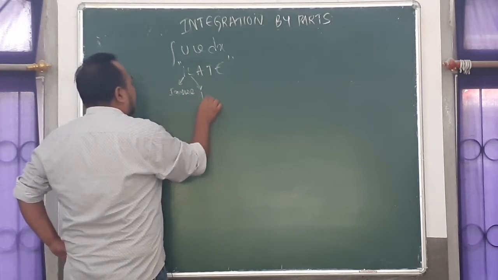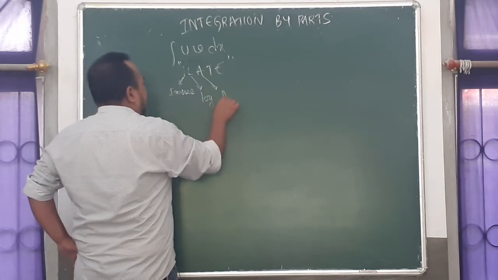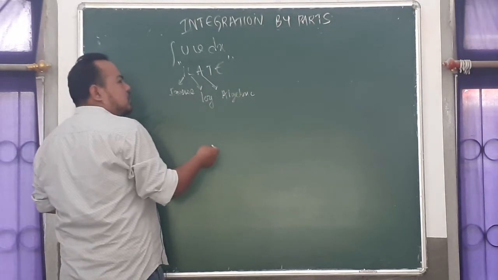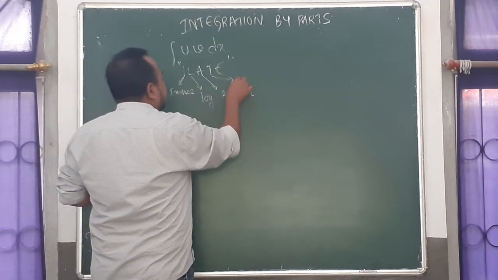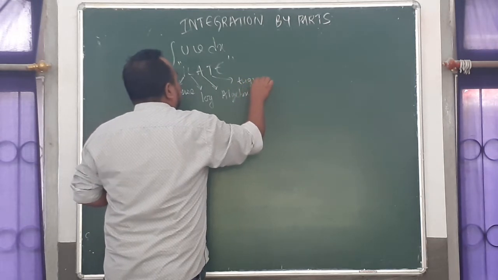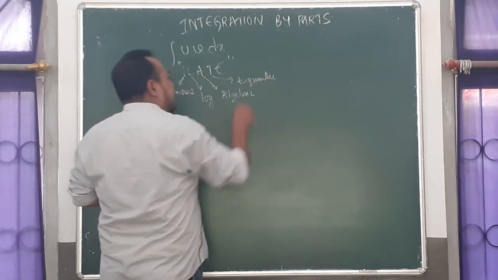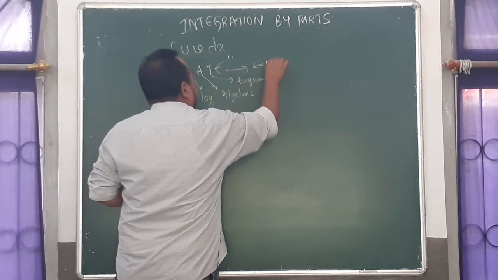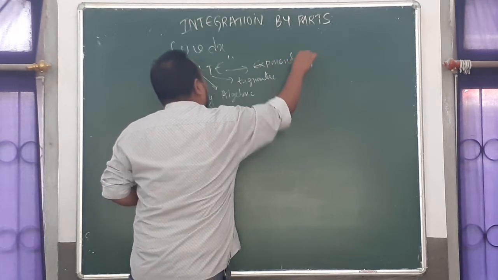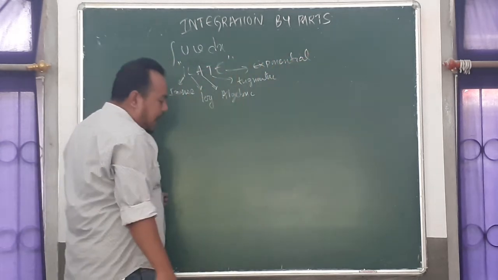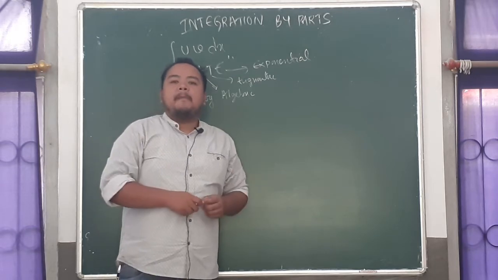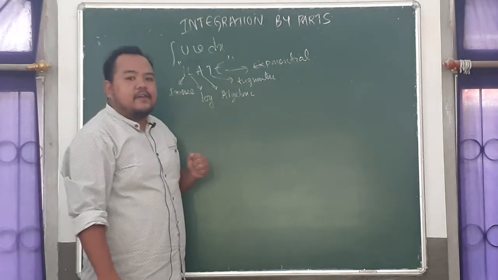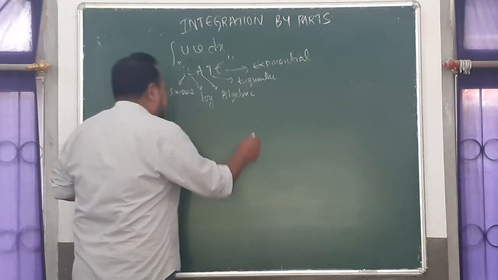L stands for log function. A stands for algebraic. Algebraic means x square, x cube, x to the power 4. T stands for trigonometric. Trigonometric means sin x, cos x, tan x, sec x, and E stands for exponential. This rule will help you identify which is the first function and which is the second function. Once you identify them, you simply have to use this formula.